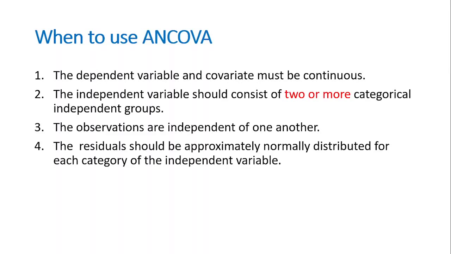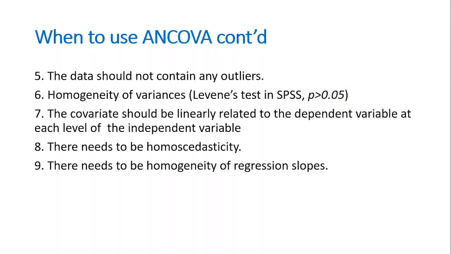So the very first assumption is that the dependent variable and covariate must be continuous. The independent variable should consist of two or more categorical independent groups. The third assumption is that there should be independence of observations. And the fourth says the residuals should be approximately normally distributed for each category of the independent variable. The data should not contain any significant outliers. Here we talk of significant outliers because you could have some outliers which do not affect your result.